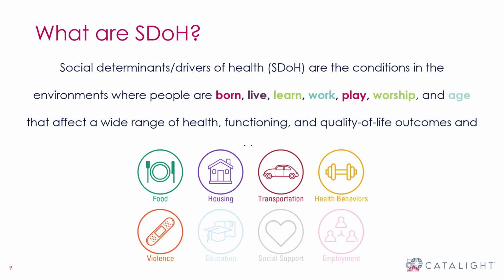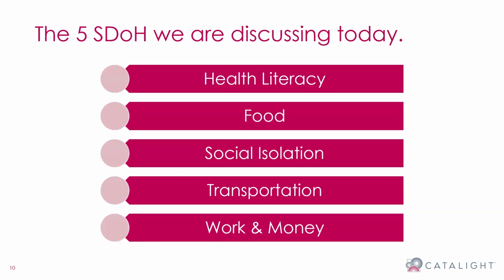When you look here, there's 8 kind of main categories, if you will, or 8 main drivers: food, housing, transportation, health behaviors, violence, education, social support, and employment. And all of these play a role in someone's health. Today, we're only going to talk about 5 of those. So we're going to really hone in and focus on health literacy, food, social isolation, transportation, as well as work and money.